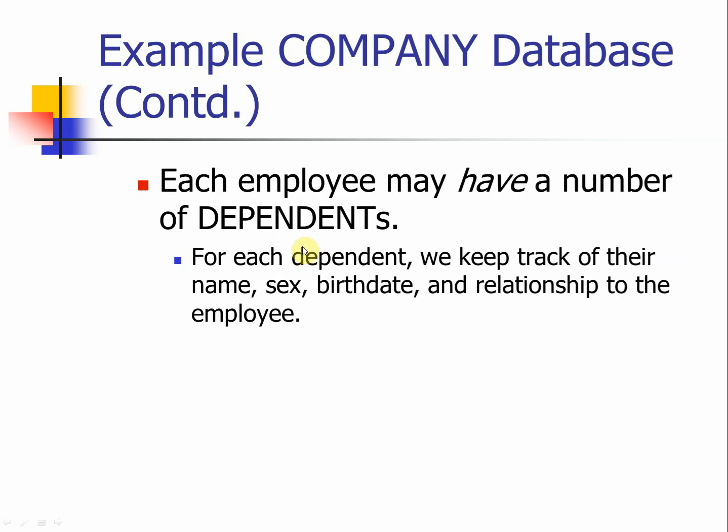Finally, dependents. Each employee may have a number of dependents. This is interesting. Previously, they said an employee has to work for one department and can work on several projects. In this one, it says the employee may have a number of dependents, indicating they can have many dependents. At the same time, they can have no dependents. So this dependent is something very special. For each dependent, we keep track of their name, sex, birthday, and relationship to the employee. And therefore, these are the requirements for the company database.